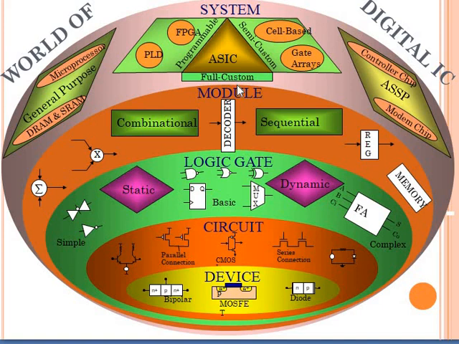After that, we go into the system level, that is called application specific or general purpose. Whatever the system may be, it consists of many modules and serves a particular purpose.